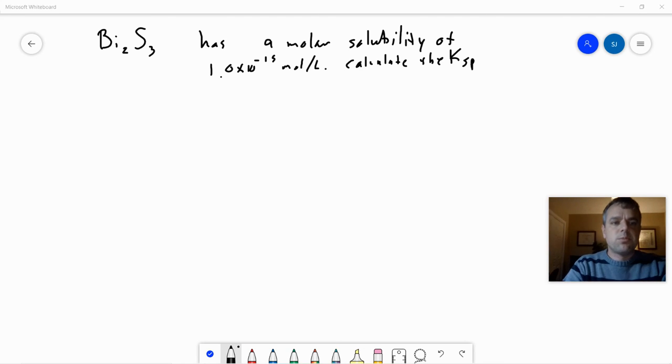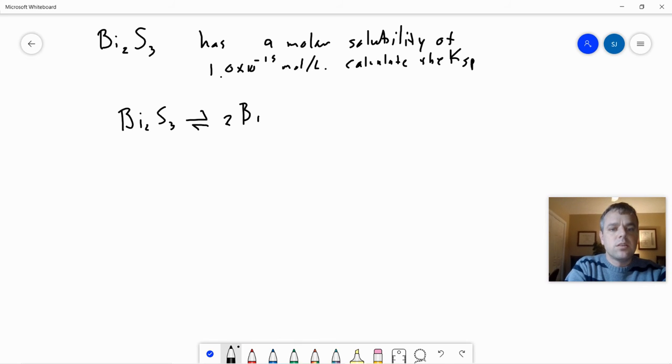So let's look at another problem. Bismuth sulfide has a molar solubility of 1 times 10 to the negative 15th moles per liter. Calculate the KSP. So for this, we need to set up an ICE chart where Bi2S3 will dissolve to make 2 bismuth ions plus 3 sulfide ions. These would be aqueous. This is a solid, of course.